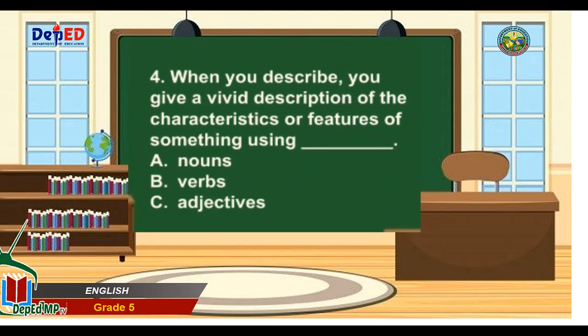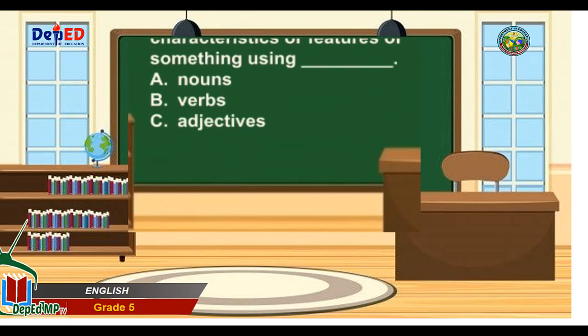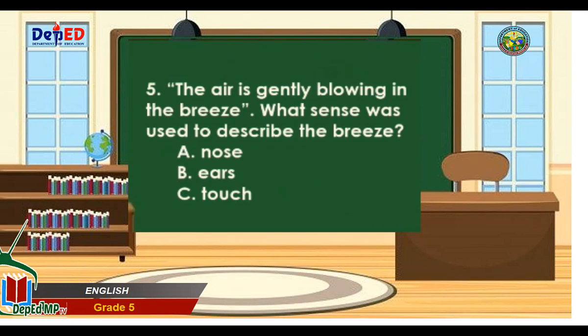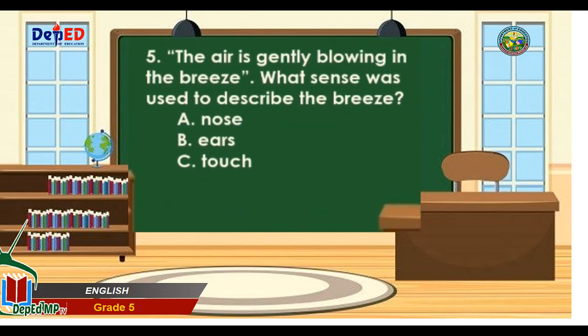Number 4. When you describe, you give a vivid description of the characteristics or features of something using blank. A. Nouns. B. Verbs. C. Adjectives. Number 5. The air is gently blowing in the breeze. What sense was used to describe the breeze? A. Nose. B. Ears. C. Touch.